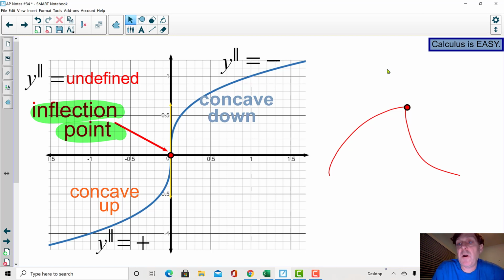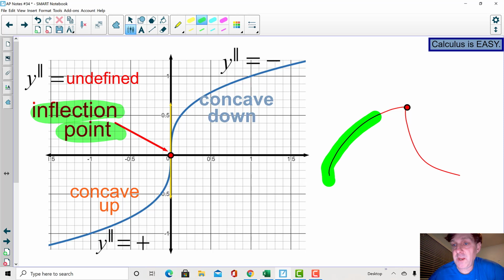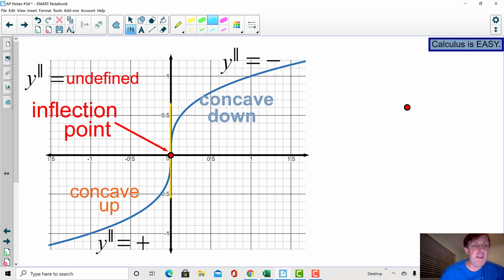Even though it changes from concave down, it's concave down here, to concave up. You'll notice it's concave up over there. So we will not call that an inflection point, and that's because there is no tangent line at that spot. So over here, we do have a tangent line. It's a vertical tangent line. So we're going to go ahead and say, yes, this is an inflection point. And again, that's because we changed from concave up to concave down at that point. Plus, our graph has a tangent slope at that point.